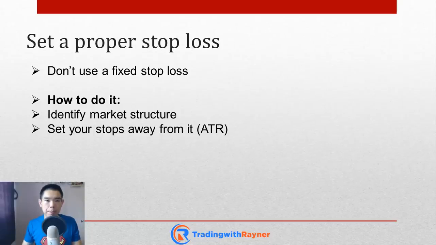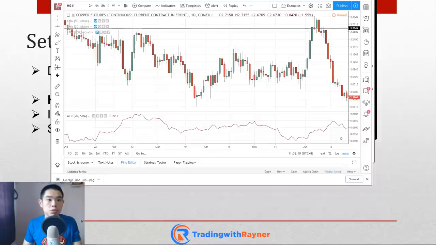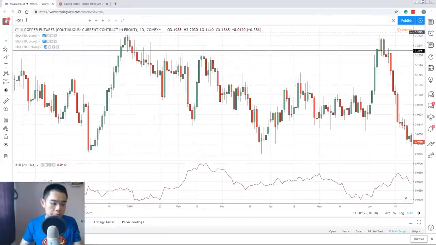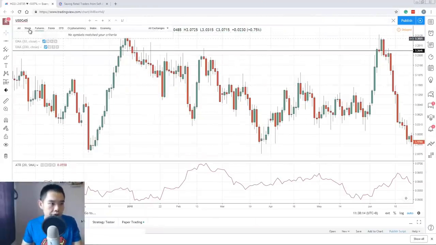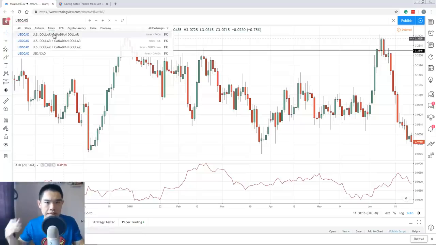First reason is because different markets have different volatility. What this means is that let's say a 100 pip stop loss might be enough for a market like dollar Canadian. But a 100 pip stop loss won't be enough for a market like the pound yen, right? Let me just show this to you. This is important, right? Many times traders make the mistake of having a fixed stop loss because it's easy for them to calculate, but it doesn't make sense.